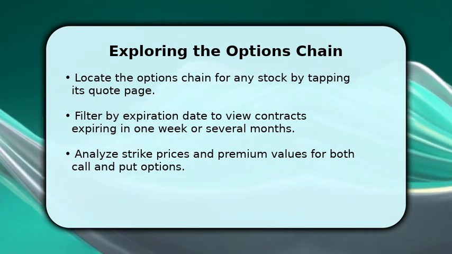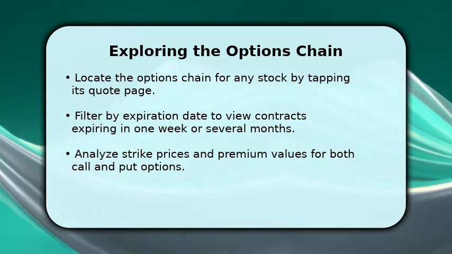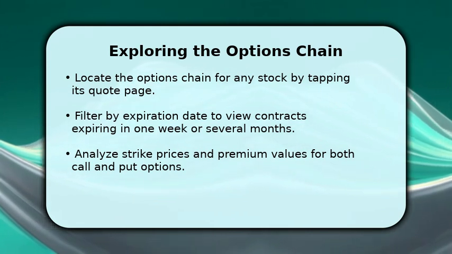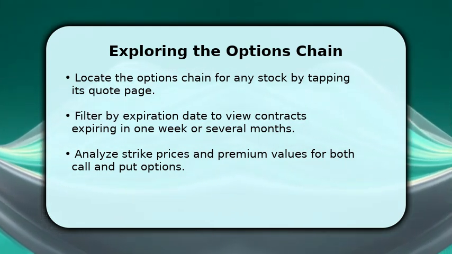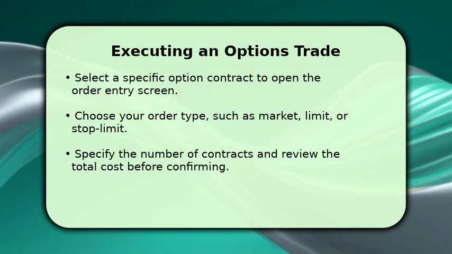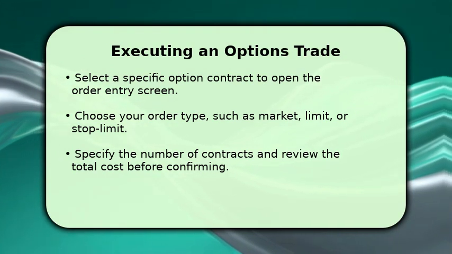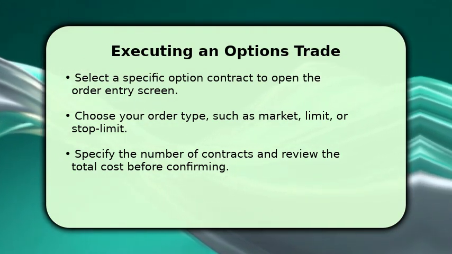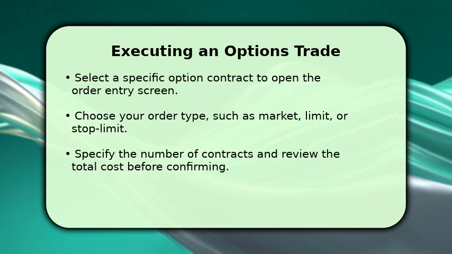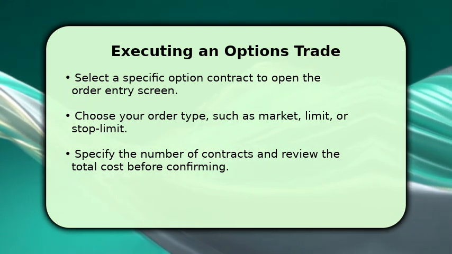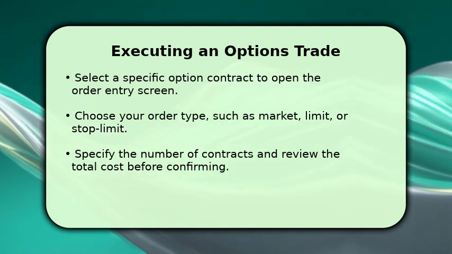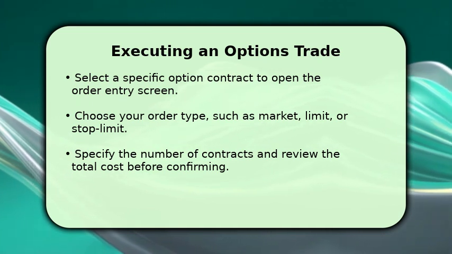Carefully examine the strike prices and premium values for both call and put options to identify potential trades. To place a trade, simply tap on the specific option contract you wish to trade. This will open the order entry screen where you can select your desired order type, like a limit order for precise entry. Input the number of contracts you want to buy or sell.